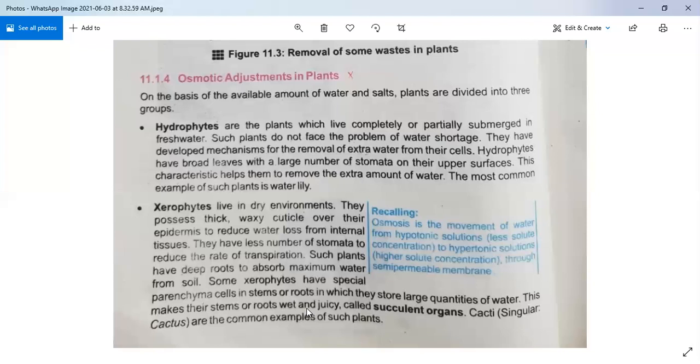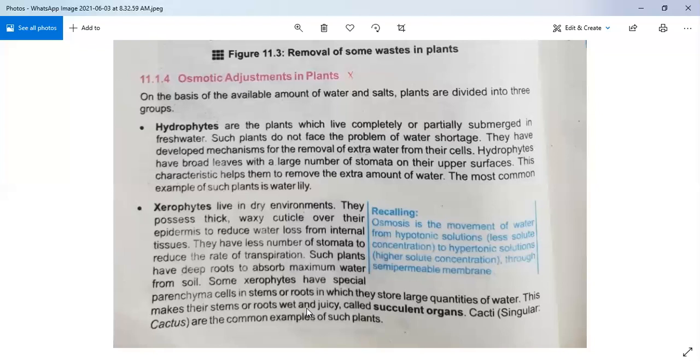So when a plant is growing in a dry environment, first of all, it has very deep roots under the ground. When it gets water, the parenchyma cells help store that water in the roots and stem. This makes the stem or roots wet and juicy, so they are called succulent organs. Succulent organs are present only in plants which grow in a very dry environment like a desert.